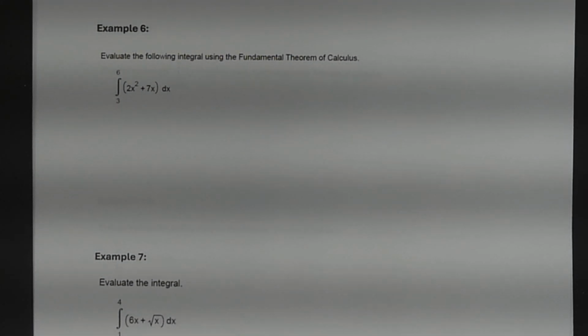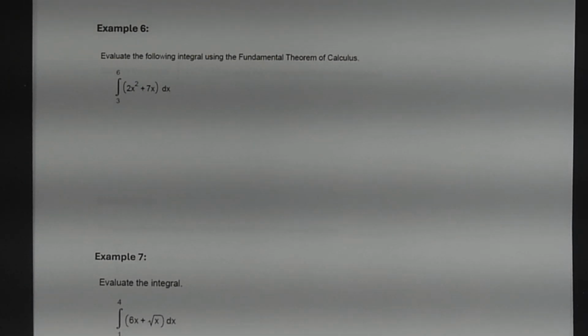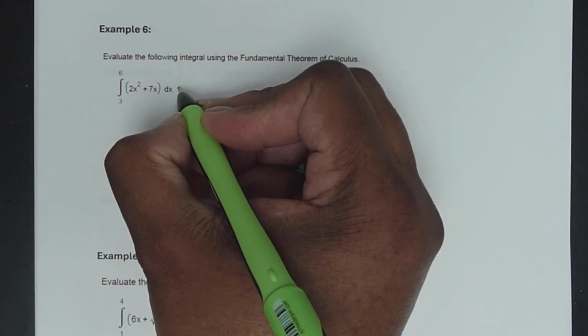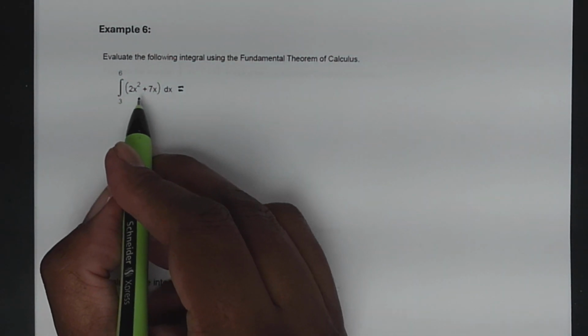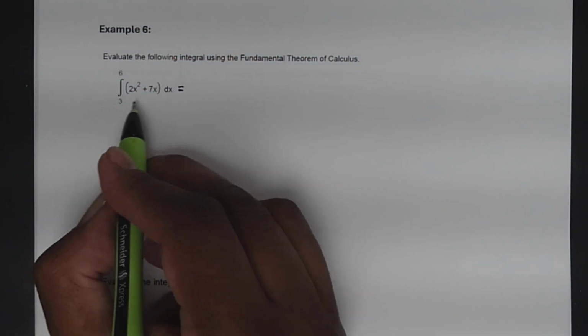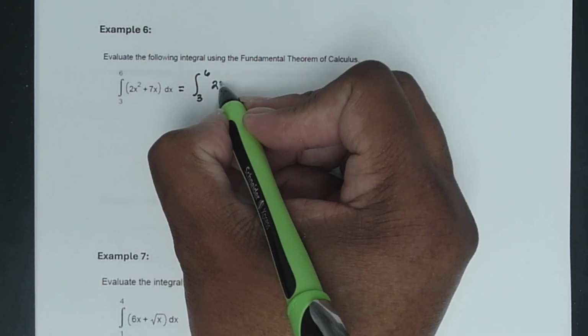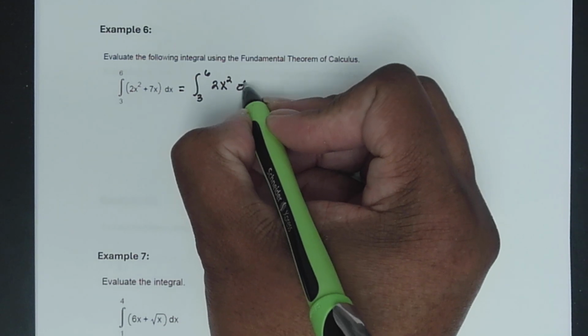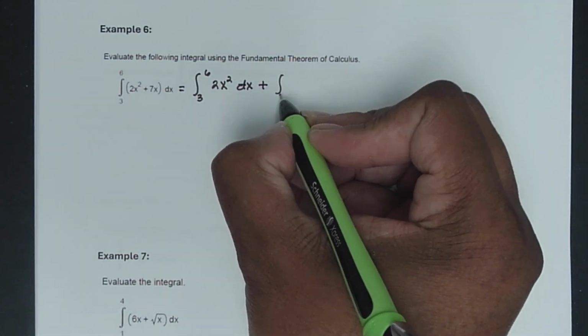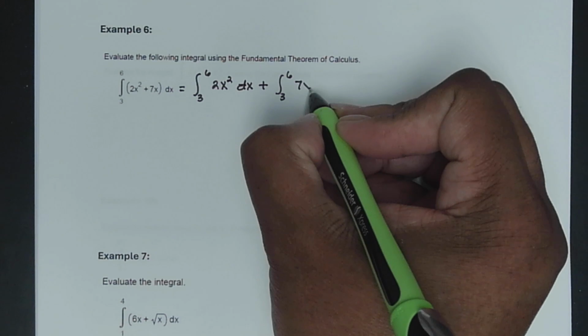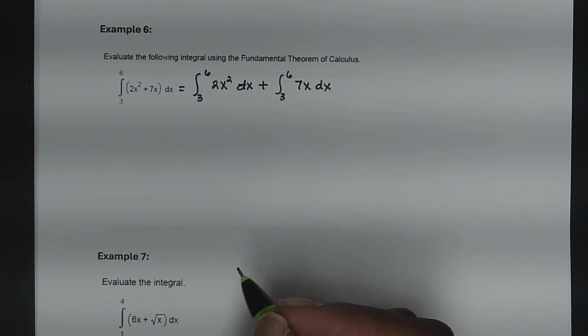All right, example 6 on the next page. Here we want to evaluate the following integral using the Fundamental Theorem of Calculus. So here we've got the integral from 3 to 6 of 2x squared plus 7x dx. Well, I've got the integral of a sum. I can write that as the sum of their individual integrals. So I'll write this as the integral from 3 to 6 of 2x squared dx plus the integral from 3 to 6 of 7x dx.